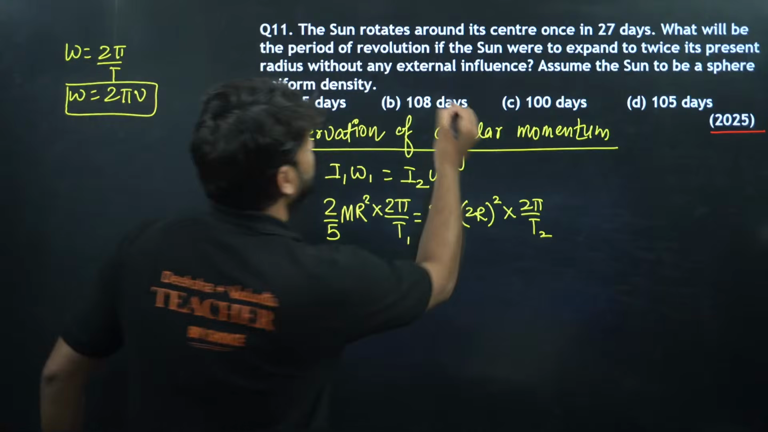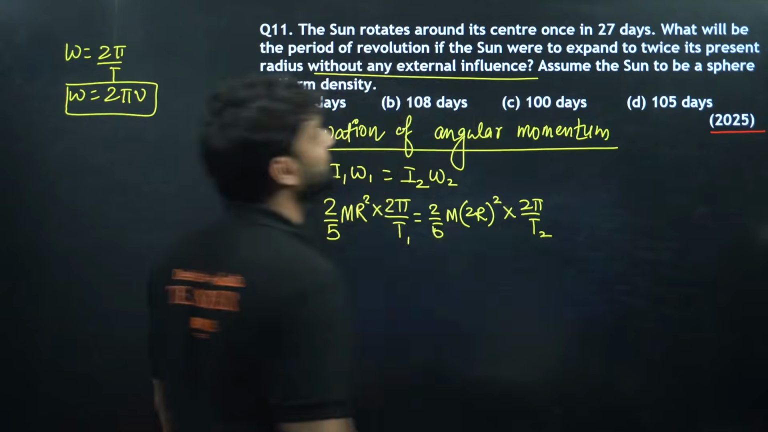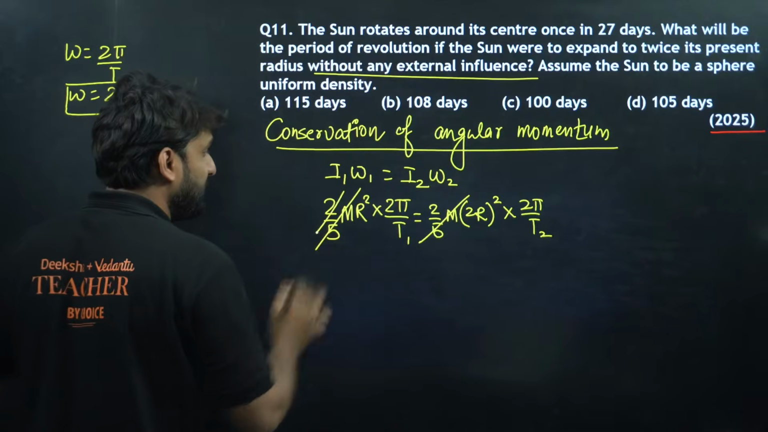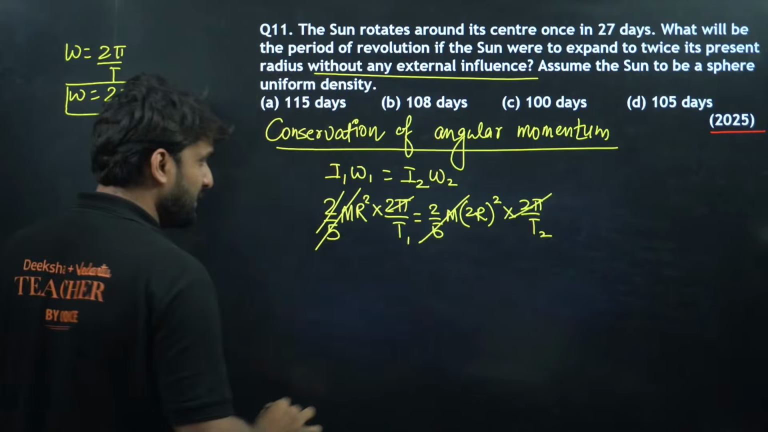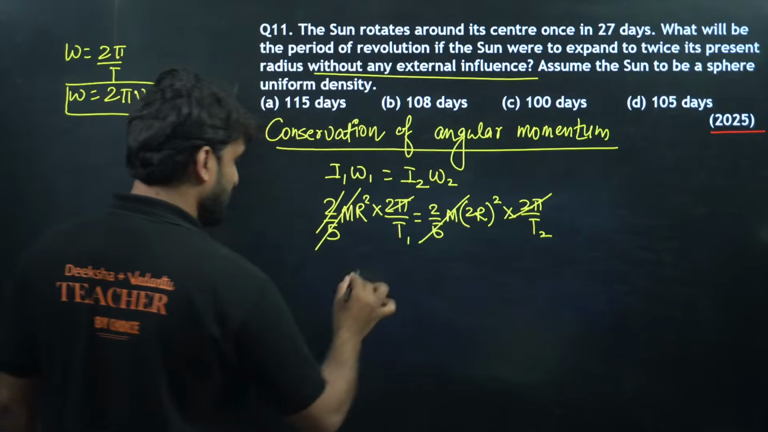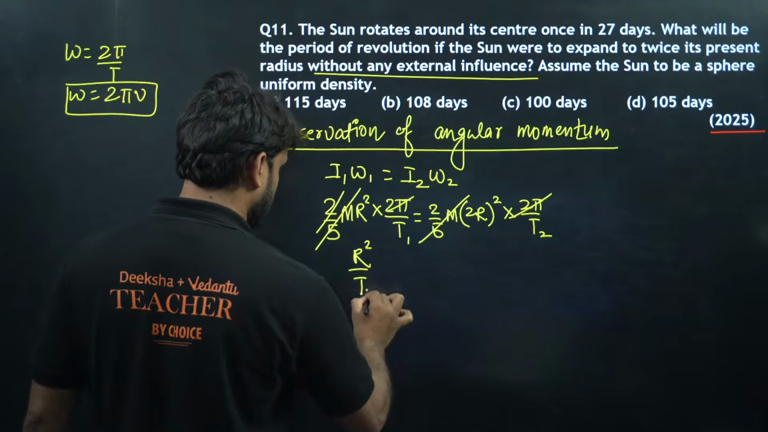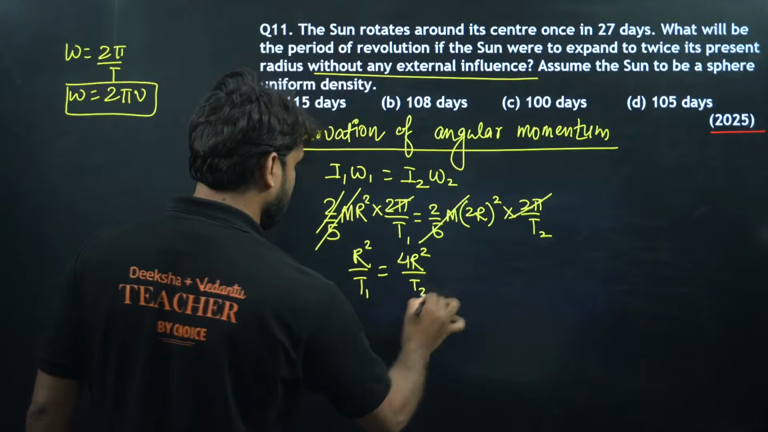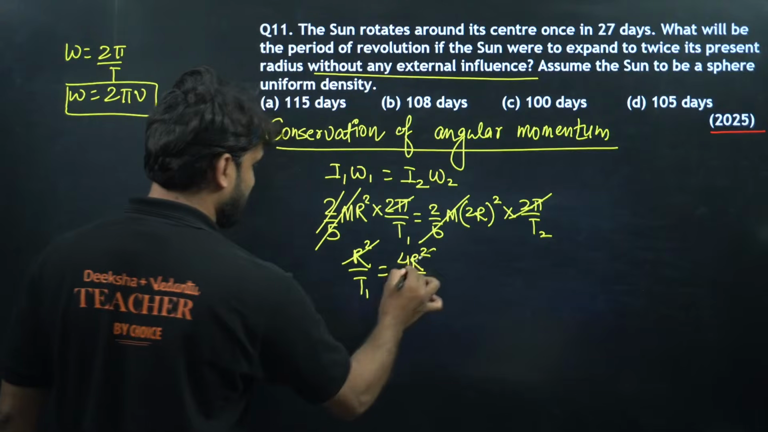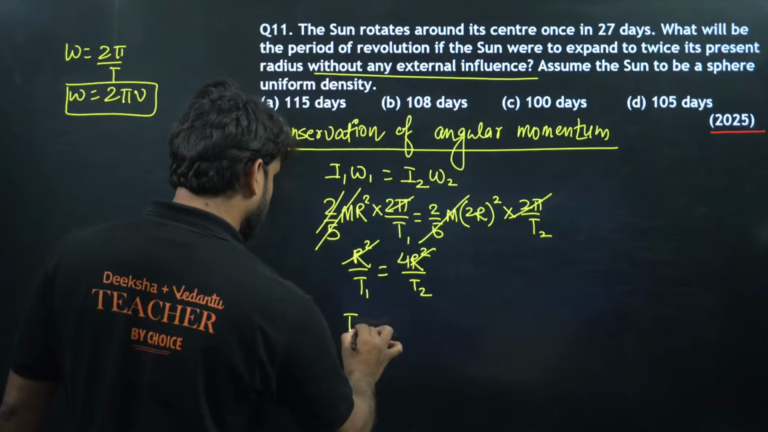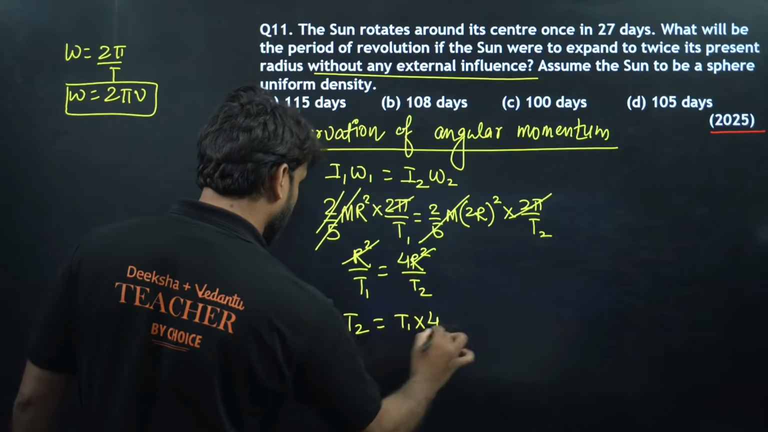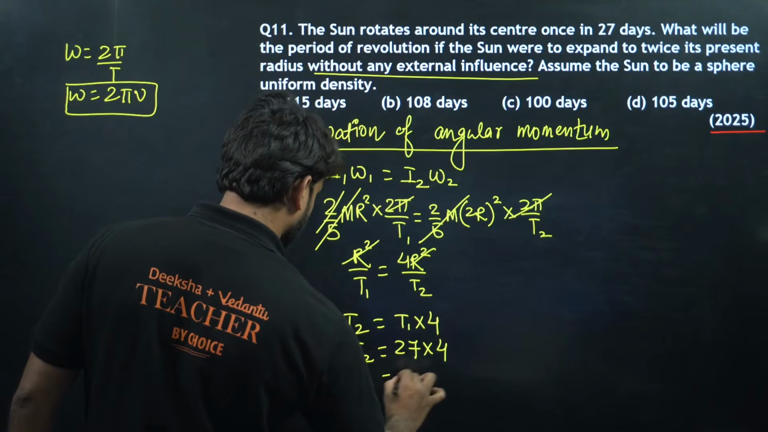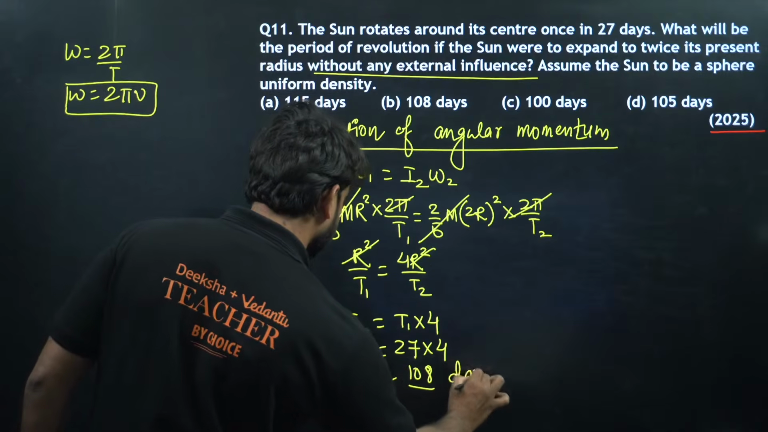See, the question says without any external influence. It means that the mass is the same. So 2 by 5 m, 2 by 5 m cancelled here, and 2 pi cancelled here. So we are getting r square divided by t1 is equal to 4r square divided by t2. Right, champions? So r square cancelled. We require t2. So t2 is equal to t1 into 4. t1 is 27, and 27 into 4 will be equal to 108 days. This is the answer.